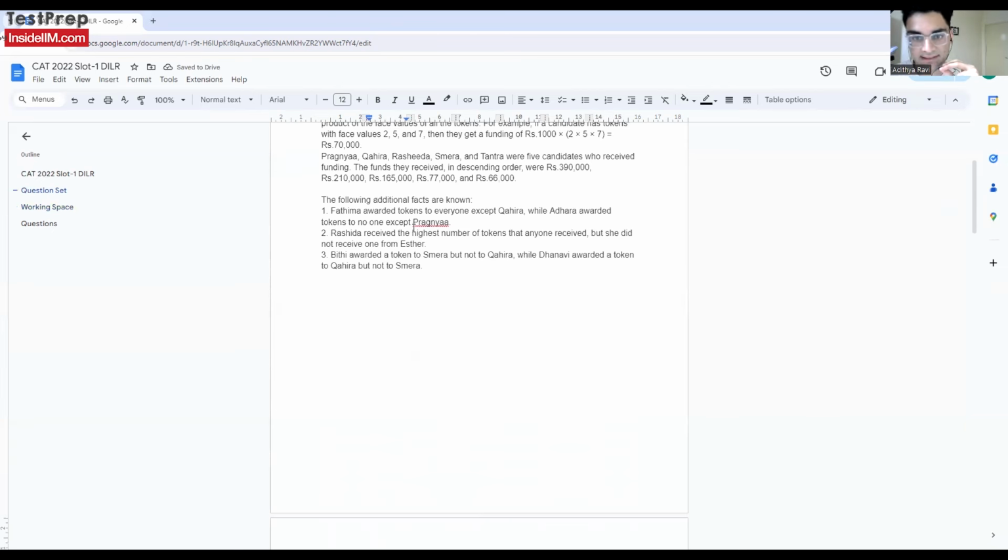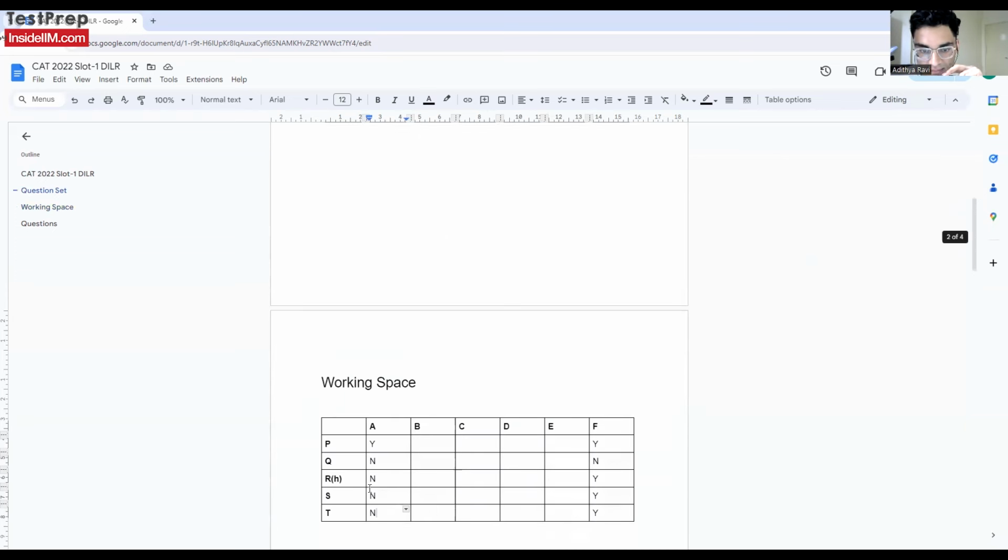Point 2 tells us R received the highest number of tokens, but not one from E. So here I'll just mark a small h beside R's name so that we will later remember that she has to have the highest number of tokens. How many that is, we can come to later. But importantly, she has not received one from E. So I'll just put an N over here.